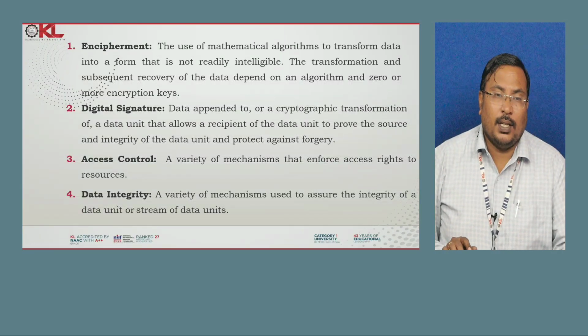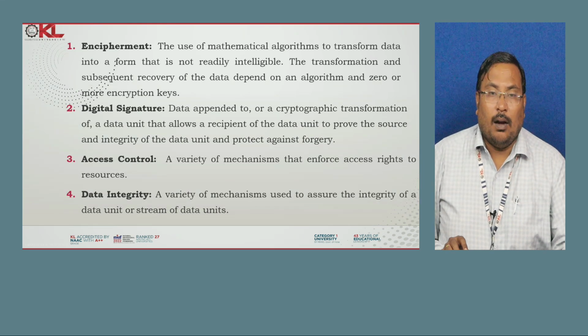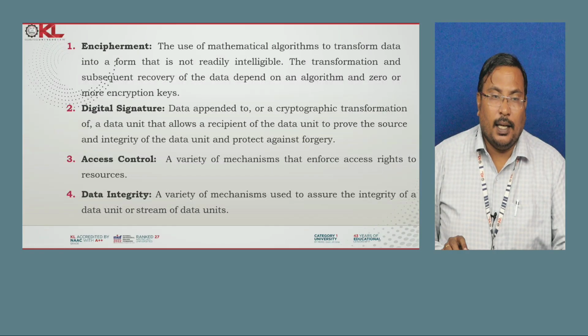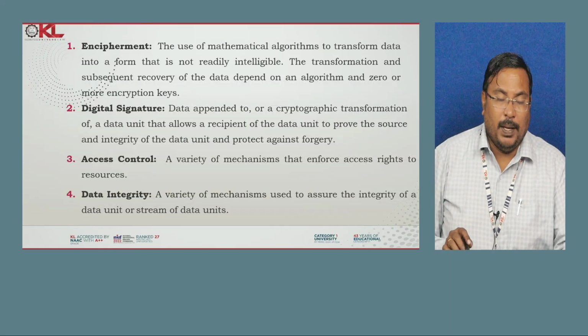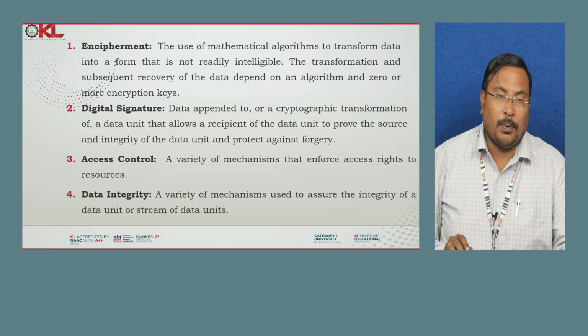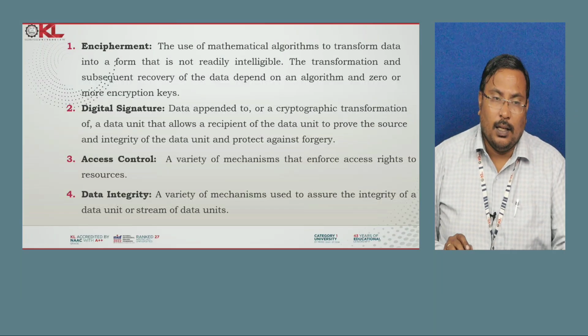Next, digital signature. Data is appended to, or a cryptographic transformation of, a data unit that allows a recipient of the data unit to prove the source and integrity of the data unit and protect against forgery. Access control: a variety of mechanisms that enforce access rights to the resources. So based on the type of the user, we are going to decide which type of resources you can access.